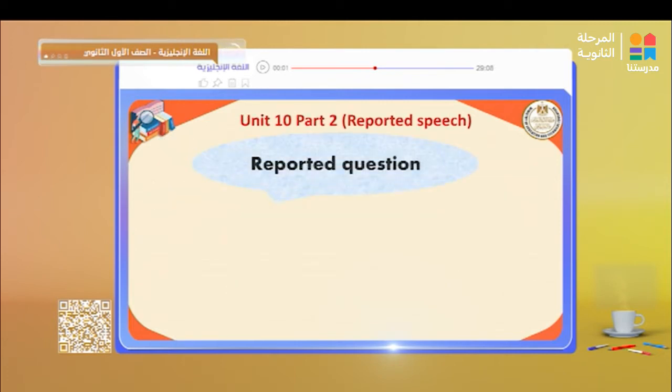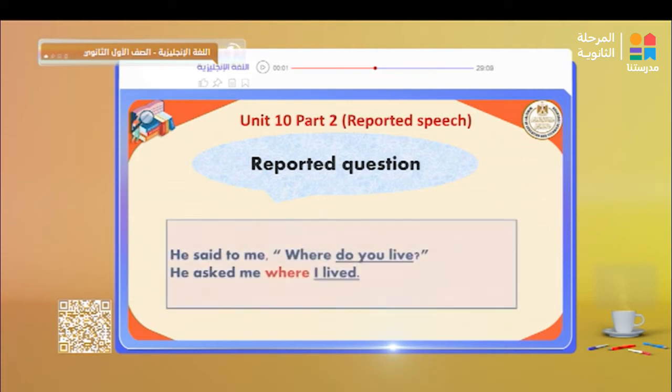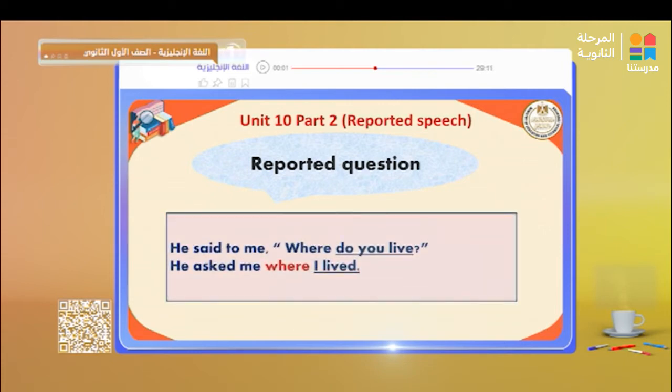Okay, what about the reported question? When we change the reported question, look at this example. He said to me, "Where do you live?" This is a question. It's not a sentence. How can we change it into reported? He asked me. Here we use the verb asked because it's a question. So we say he asked me where. We use the word where, or the question word, as a linking word. He asked me where I lived.